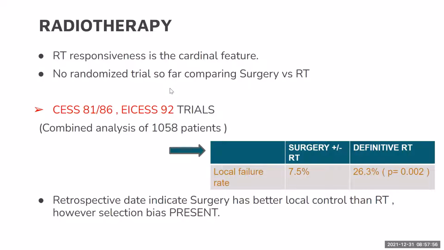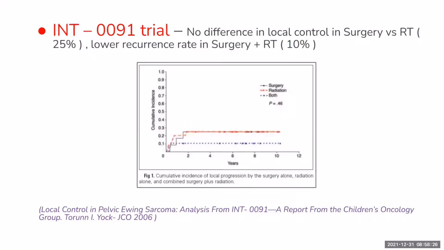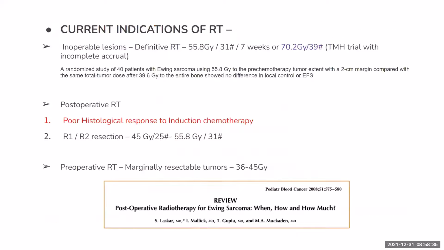Radiation can be used. Nobody has compared prospectively whether surgery is better or radiation is better. People have used both of them in margin positive cases and seen that if there is a margin positive resection and you give RT also, the local failure rates decrease. And local failure rates with definitive RT, where surgery cannot be done, was around 26% in the combined analysis of CESS 86 and EICESS 92 trials of 1,000 patients. So there is no difference whether you do surgery or radiation, but obviously if you do both, there are fewer chances of local recurrence.